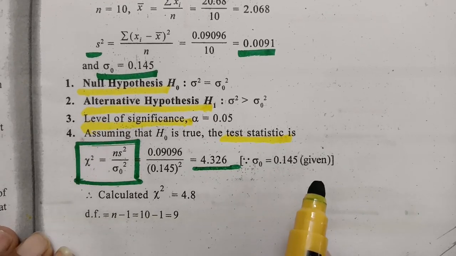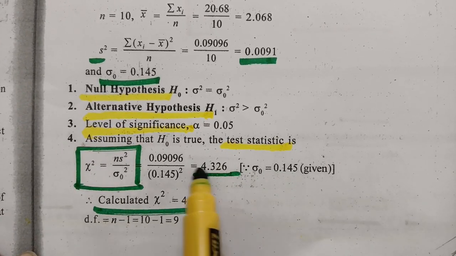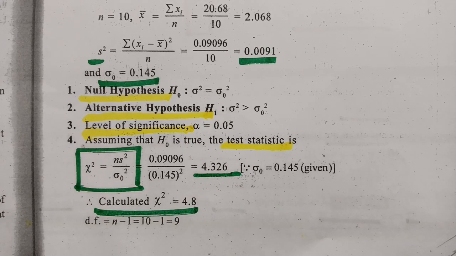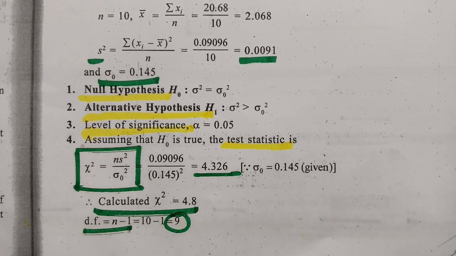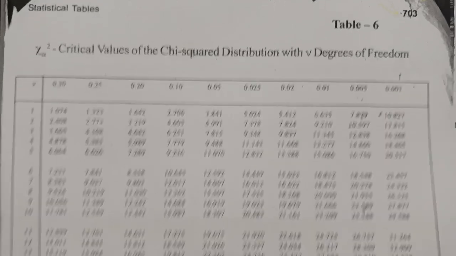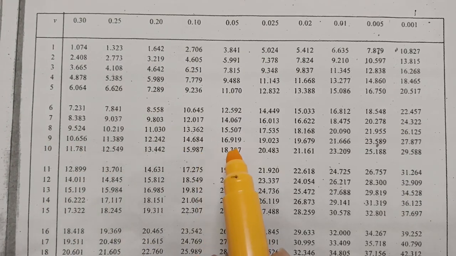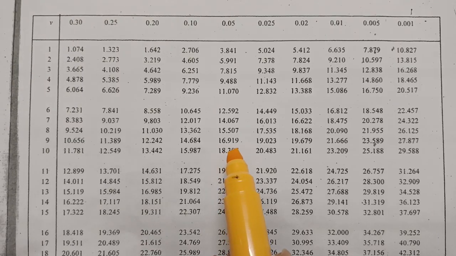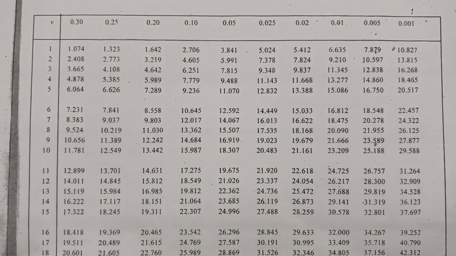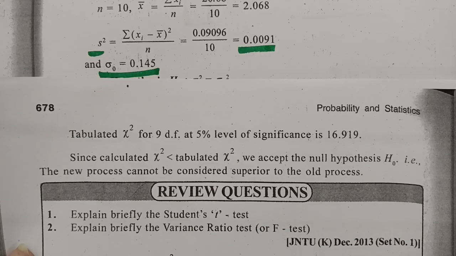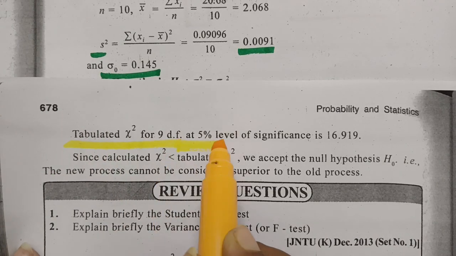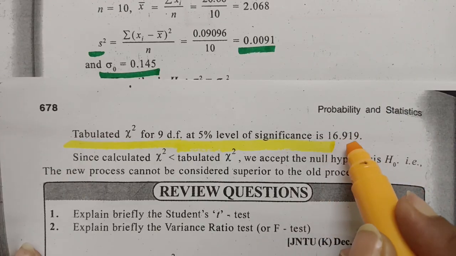So the calculated chi square value is 4.326. Degrees of freedom is n minus 1, that is 10 minus 1, which is 9. At 9 degrees of freedom, we check the chi-square table at the 0.05 level. The table value at 9 degrees of freedom at 5% level is 16.919.